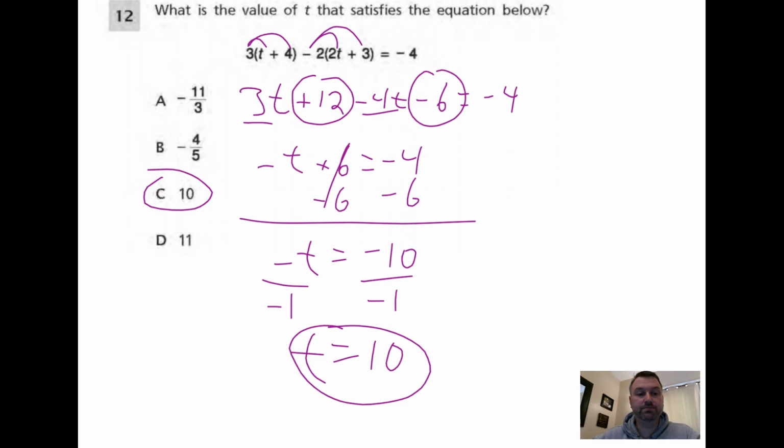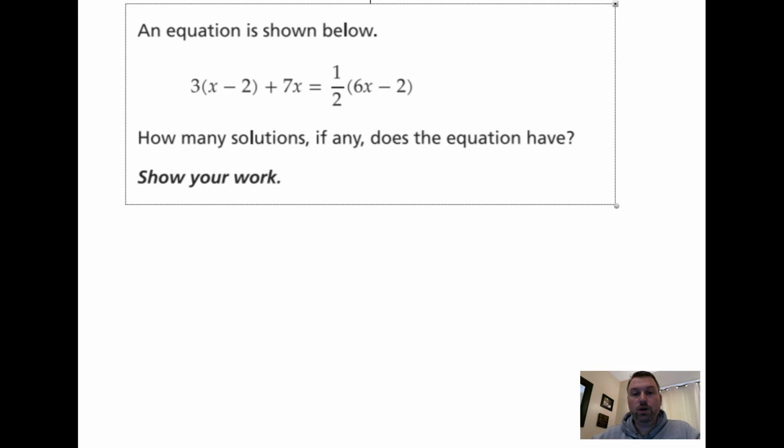Alrighty, next one. An equation is shown below. How many solutions, if any, does the equation have? Now, notice it's not saying necessarily what's x equal to or what's the value of the variable. It's saying how many solutions are there. So if you solve this and you get x equals 20, don't just leave that. You'd have to finish out with one solution in that answer box at the bottom of the equation editor. So just be aware of that.